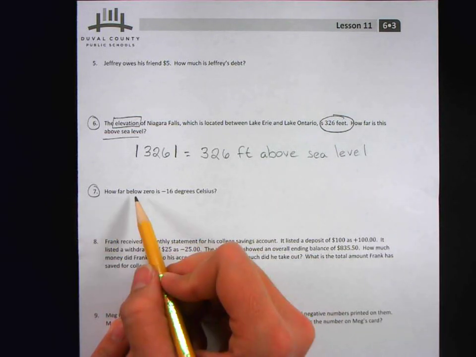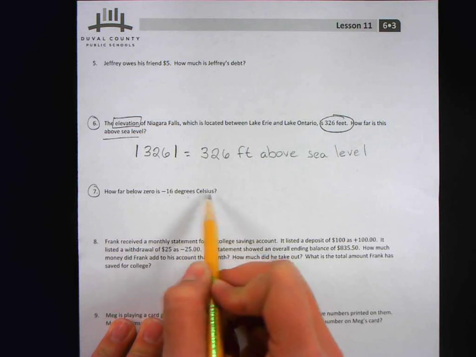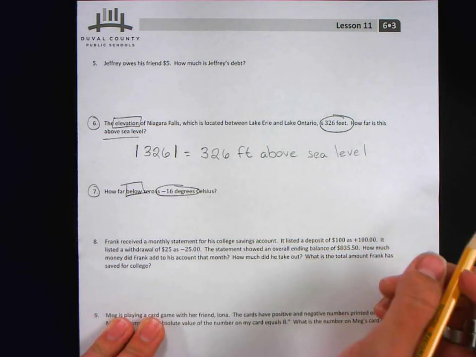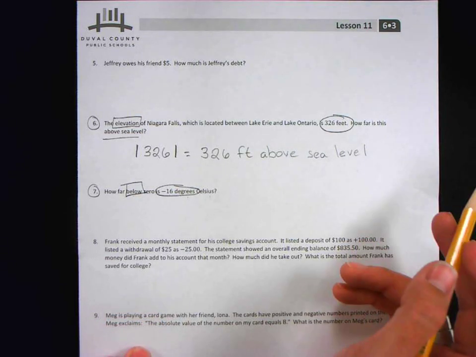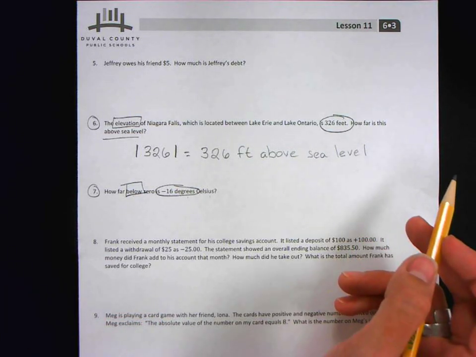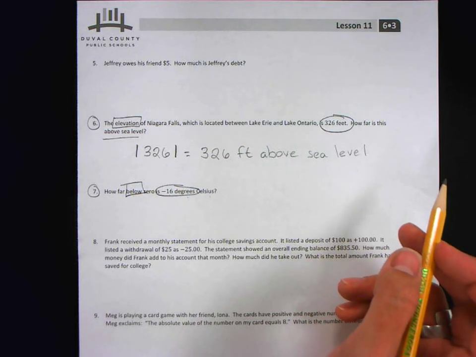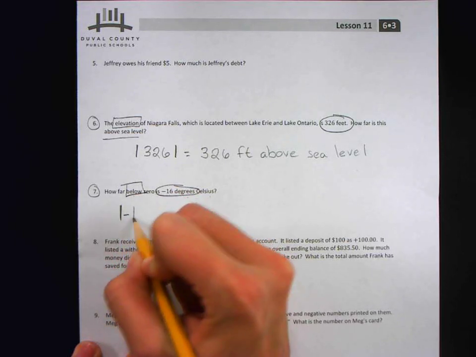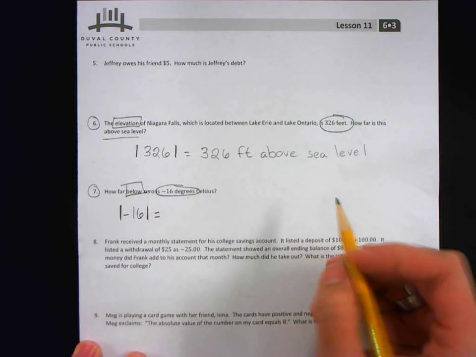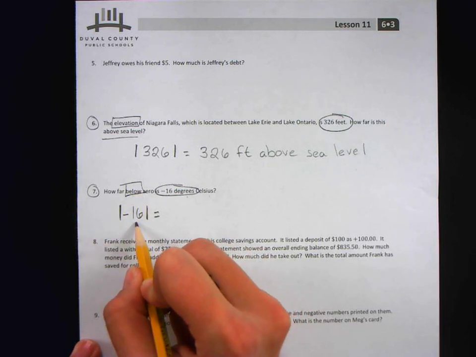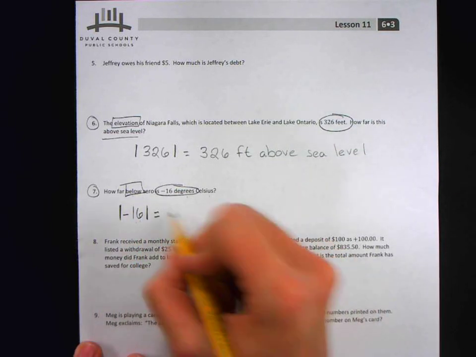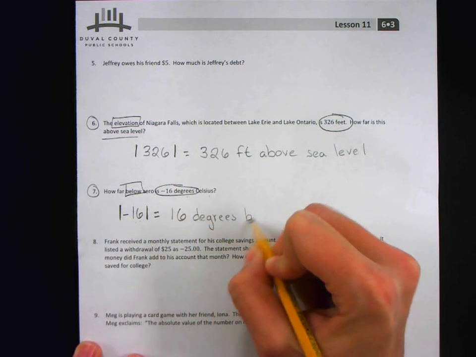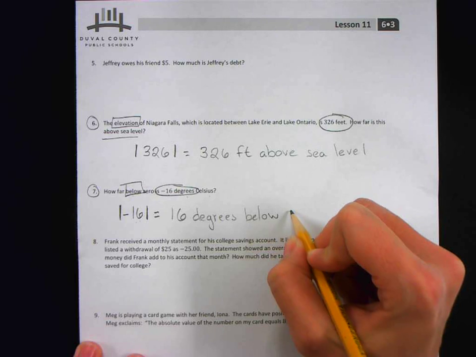For number 7, how far below 0 is -16 degrees Celsius? So we know below is a keyword meaning negative, and our integer is -16 degrees, okay? And we're talking about distance, how far below this number is from 0, but we can't have negative distance, so we want to find a positive of our integers. We want to find the absolute value of -16. And how far is -16 away from 0? And that's going to be 16. So it is 16 degrees below 0.